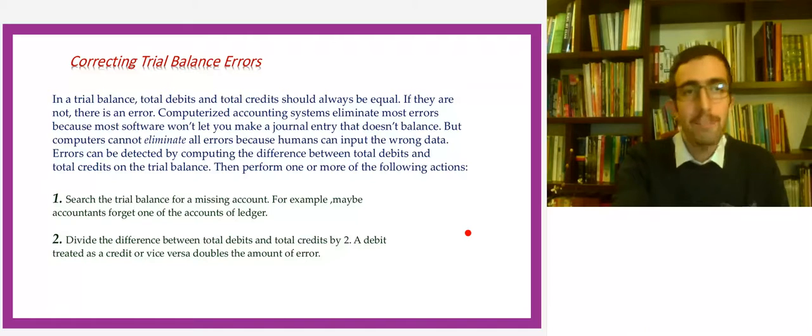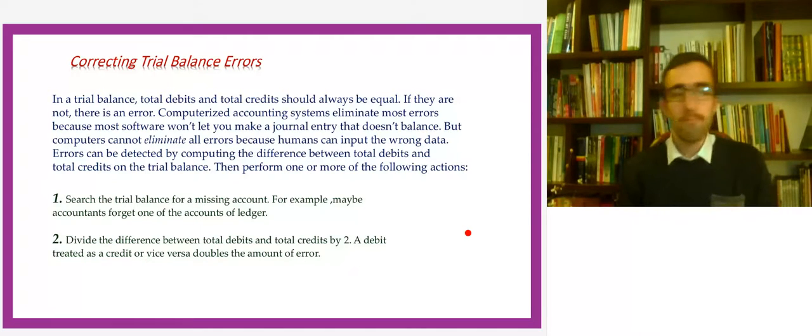On the next page, we have correcting trial balance errors. In a trial balance, total debits should completely be equal to total credits. But if they are not, there is an error. Computer accounting systems eliminate most errors. You know why? Because most software like Peachtree software won't let you make a journal entry that doesn't balance. But unfortunately, computers cannot eliminate all errors because humans can input the wrong data in there.